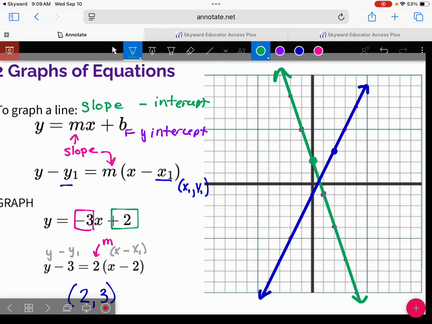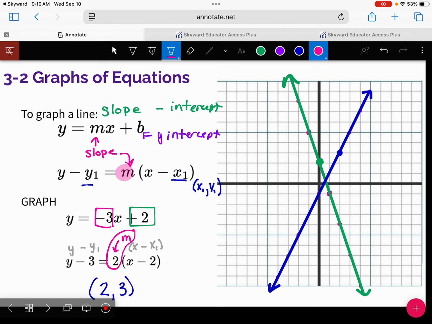How did you know to go up 1? The up 2, right 1, that would be because our slope here was 2. So it's matching up these same pieces. So this m is this m. The x1 is this guy, gives me that 2. My y1 gives me that 1, which gives me that 3. Good questions, good questions.